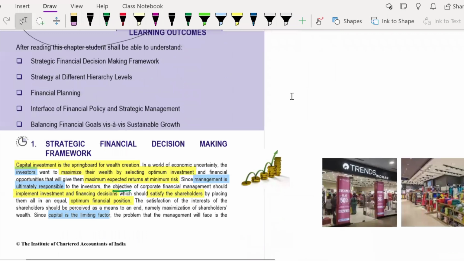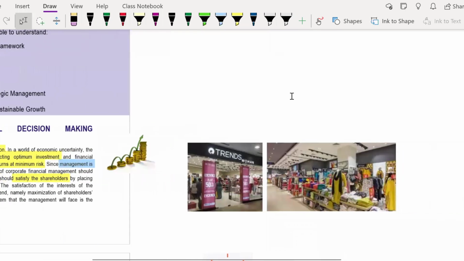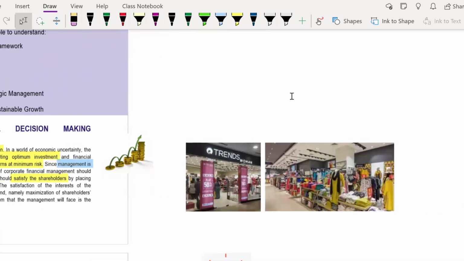Okay. Now starting with the first topic, which is strategic financial decision making framework. Before I go very deep into this chapter, let me just give you an overview of what this chapter is talking about so that you're able to get the flow of this chapter. Okay. So in this chapter, what they basically give you is a bird's eye view of what business is, how finance or money is very important in any business that you start, and why it is important that an investor is there and you help them to get a maximum return.